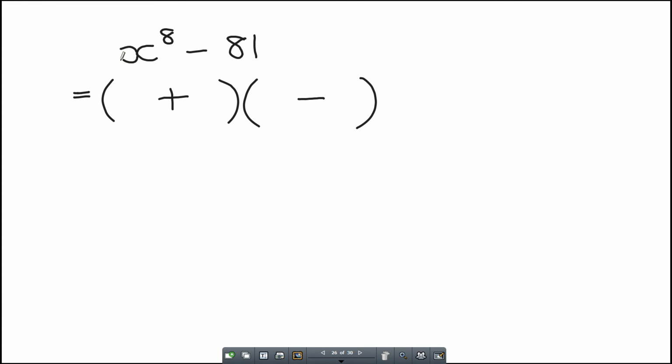So what is square root of x to the power of 8? Okay, have a look. X to the power of 8. If I get square root of that.